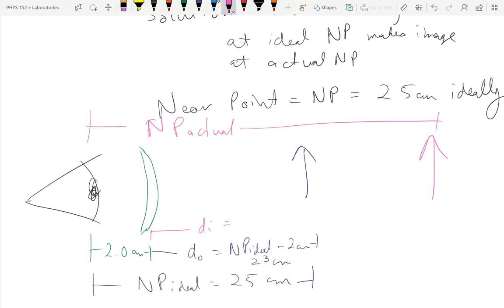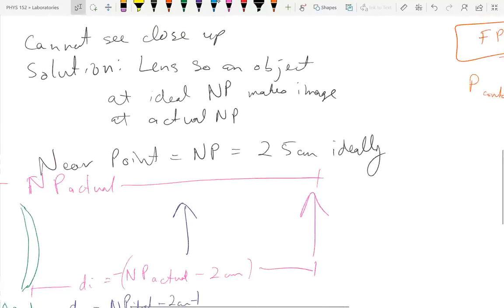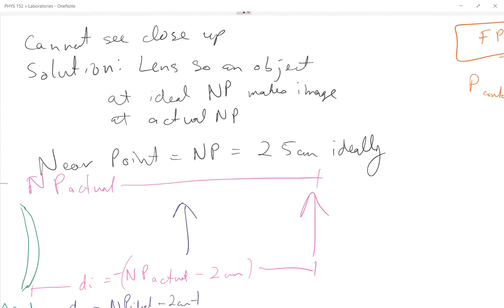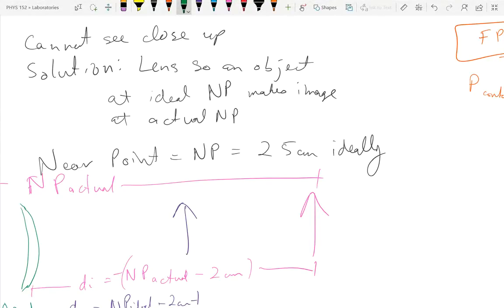Well, it's going to be, like you said before, Angelina, near point actual minus the 2 centimeters, and then I've got to put the whole thing inside a minus sign because it's virtual. So there's my distance image. So for calculational purposes, I'm going to define the NP actual equals, let's say, 50 centimeters. So for somebody whose near point is twice the ideal.